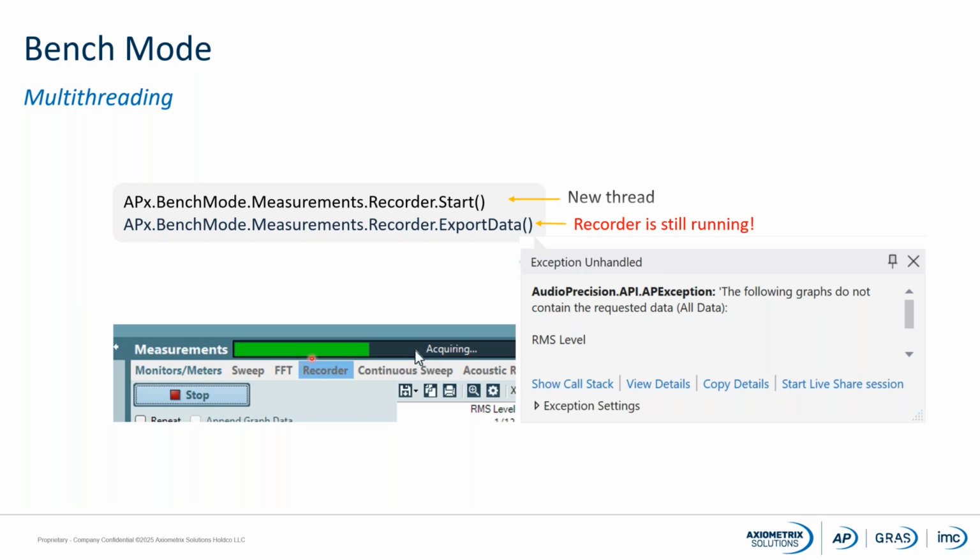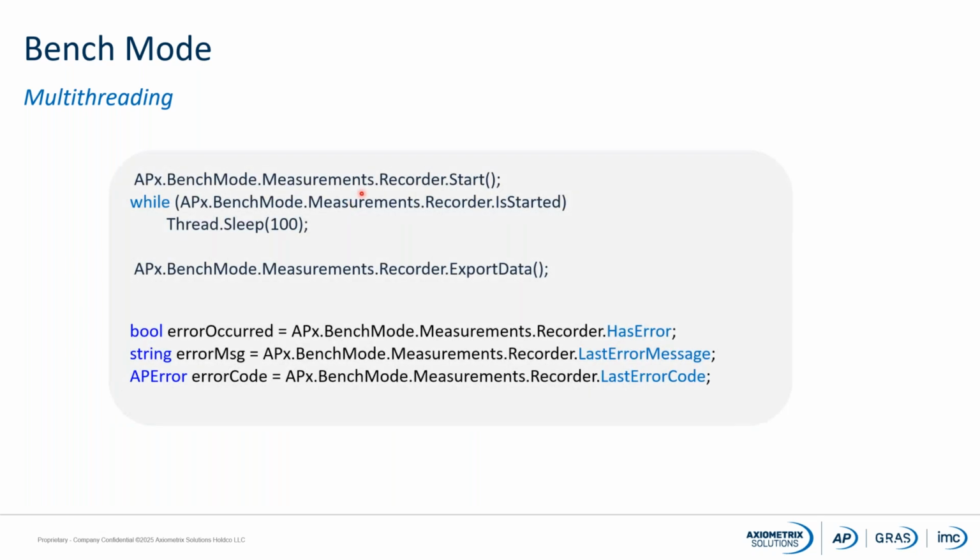But if you want to make it wait, what you can do is right after you start the measurement, add some kind of loop so that while the isStarted flag is set to true, it will actually wait, in this case, 100 milliseconds at a time, until that flag goes false before continuing. And there's also a number of APIs that you can use to query if any error occurred the last time the measurement was run.